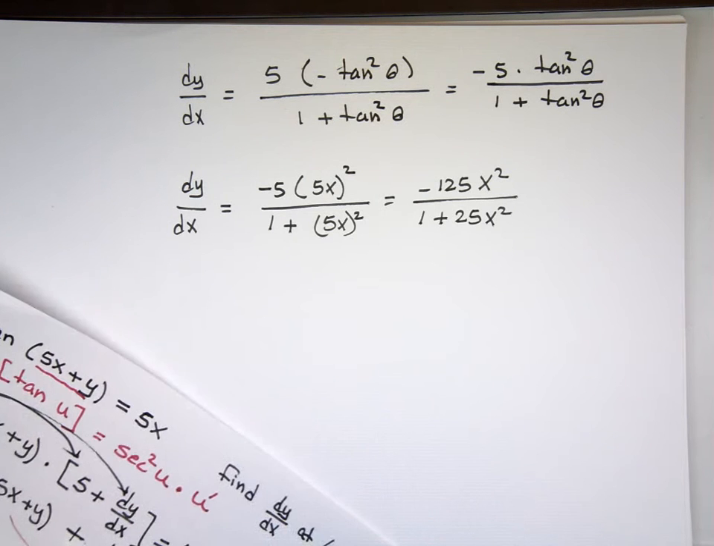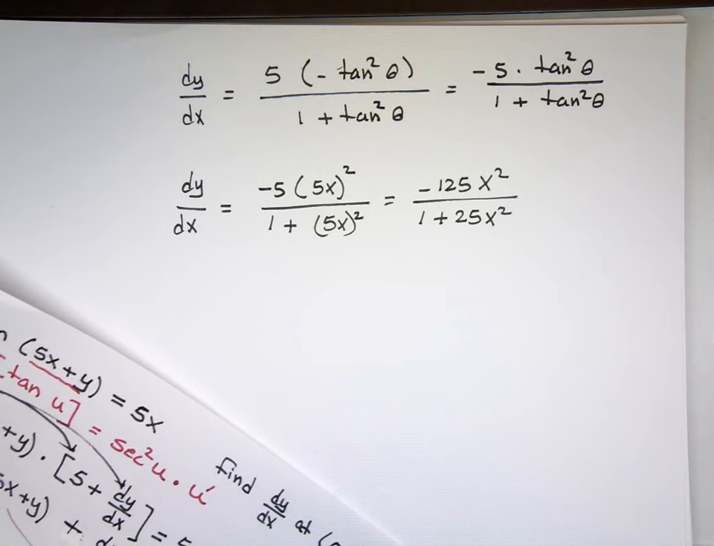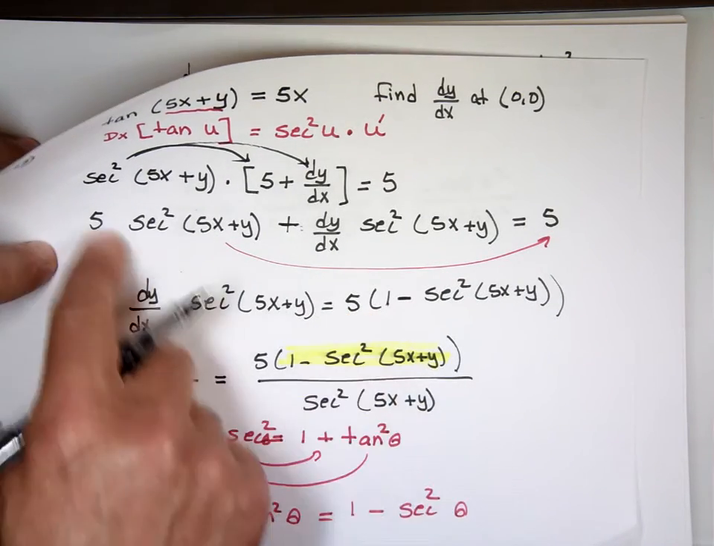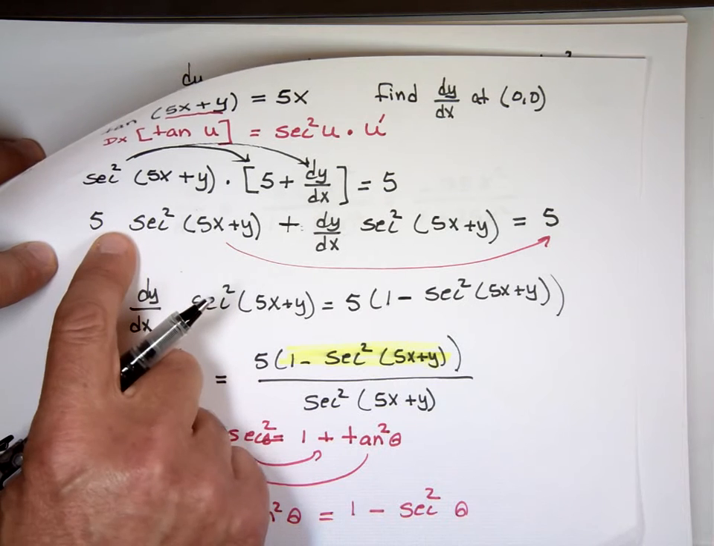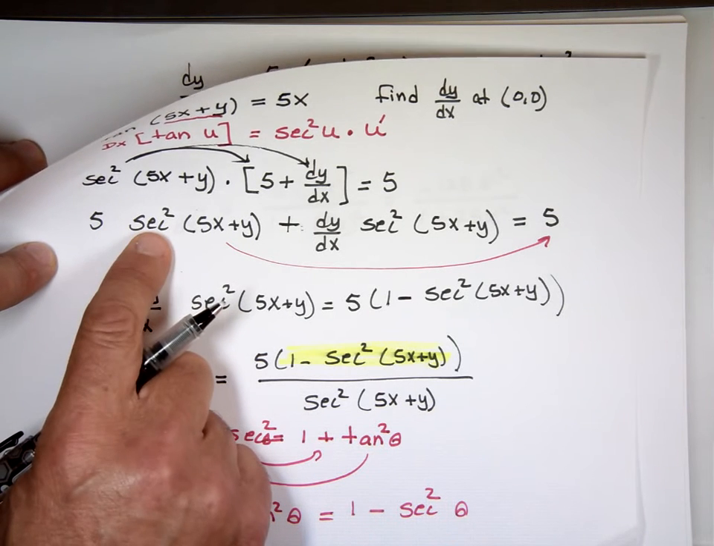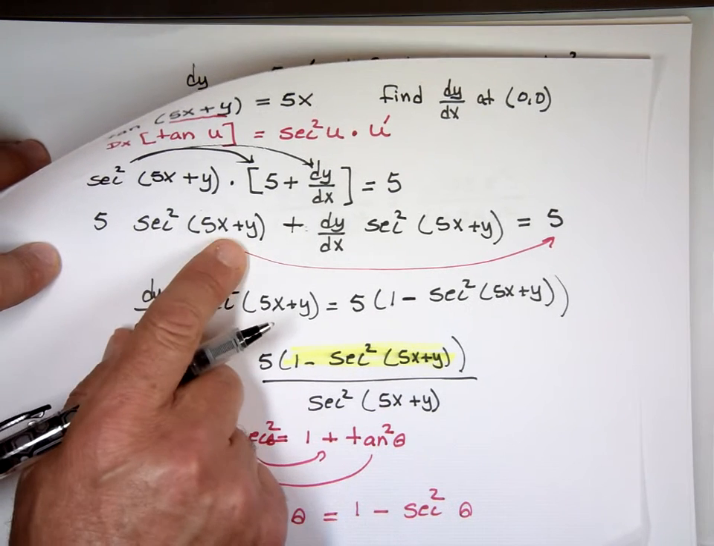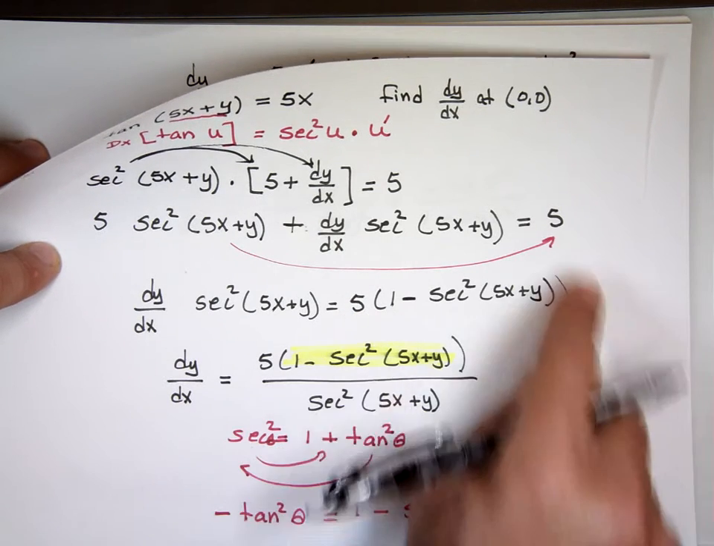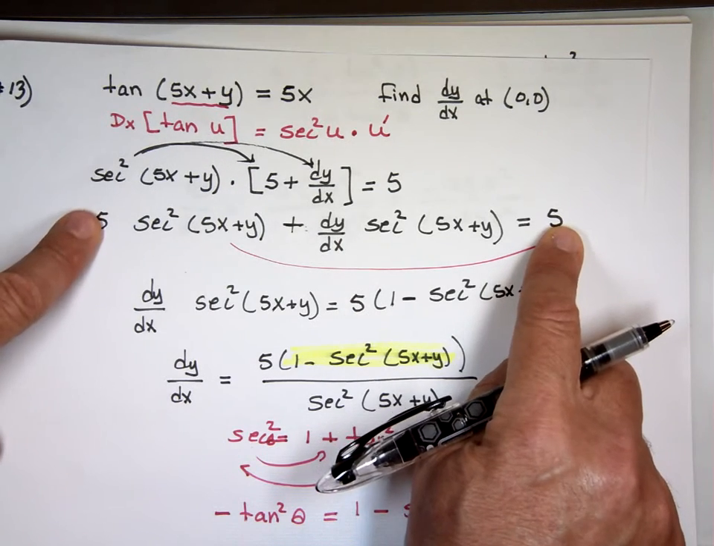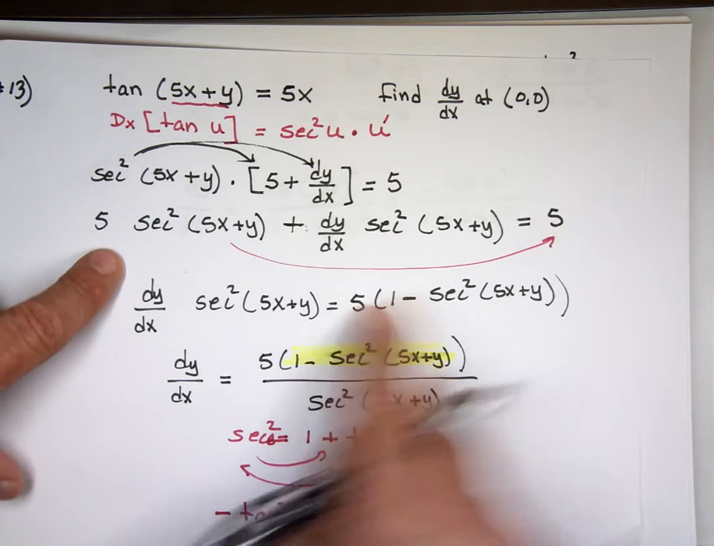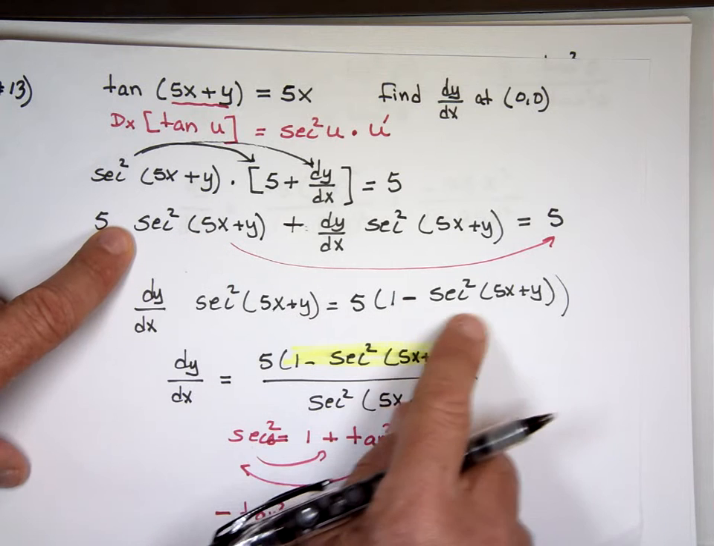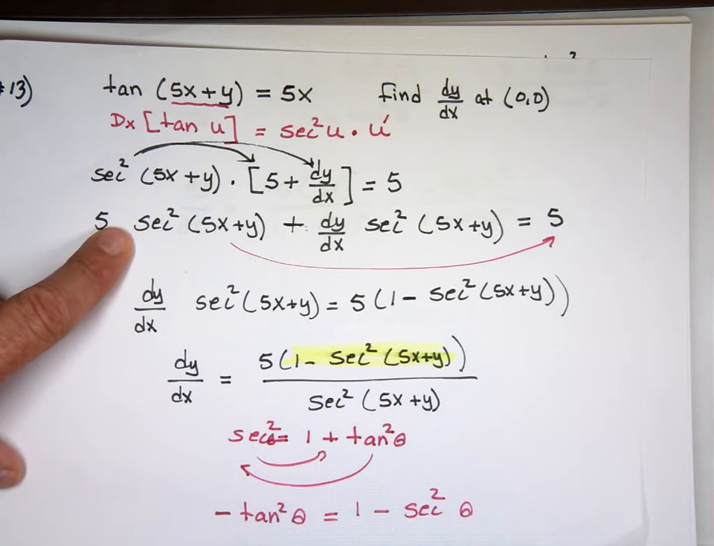How do I get the 5? When you move this piece right here, that becomes negative 5 times secant squared, 5x plus y. And I factor the 5 out all in one shot. So there's a 5 in this, there's a 5 in that. If you factor the 5 out, what's left? There's a 1 here, and there's a negative secant squared, 5x plus y. So that's where it came from.